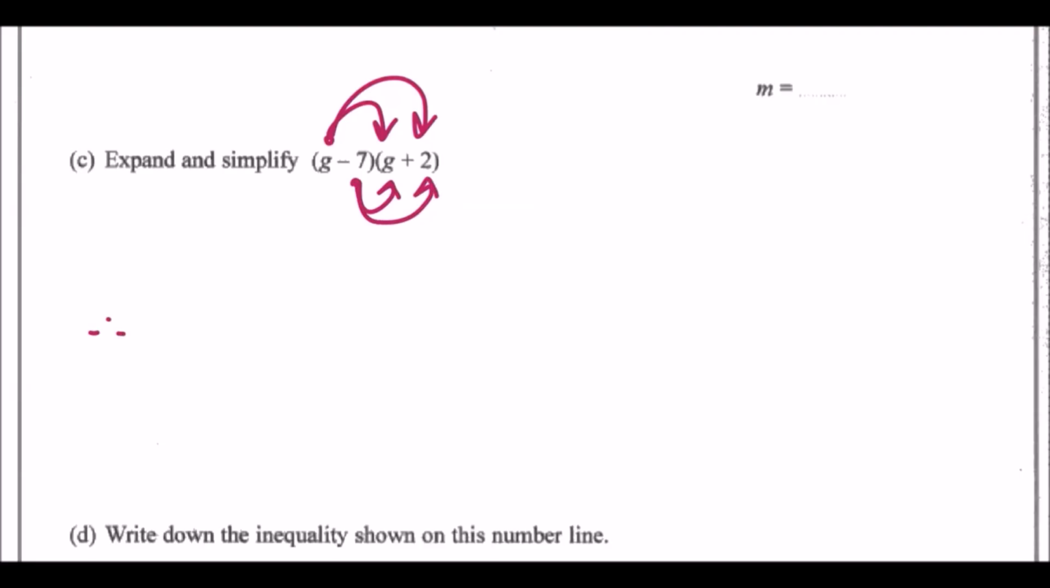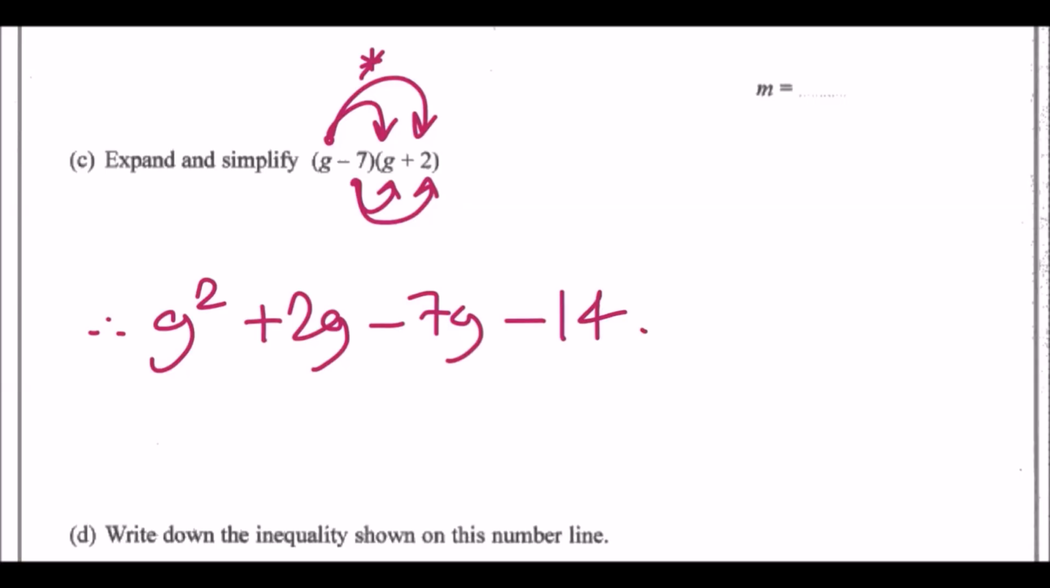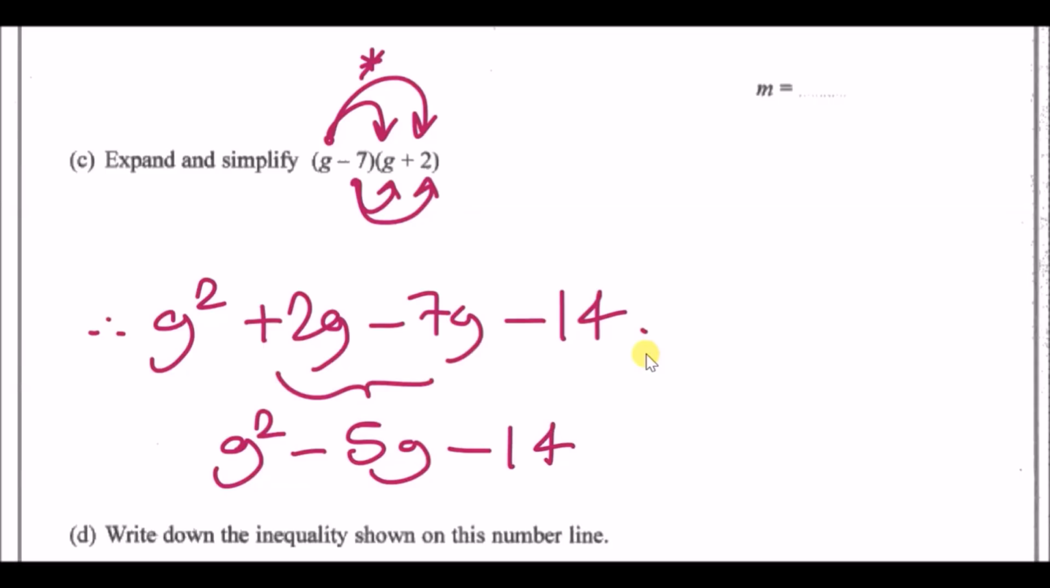So doing it like that, doing the top half first, g times g is g squared, g times 2 is plus 2g, minus 7 times g is minus 7g, minus 7 times 2 is minus 14. And always don't forget this. Now we're going to collect the middle bits. 2g minus 7g is minus 5g. So you have g squared minus 5g minus 14. And yeah, that's it.